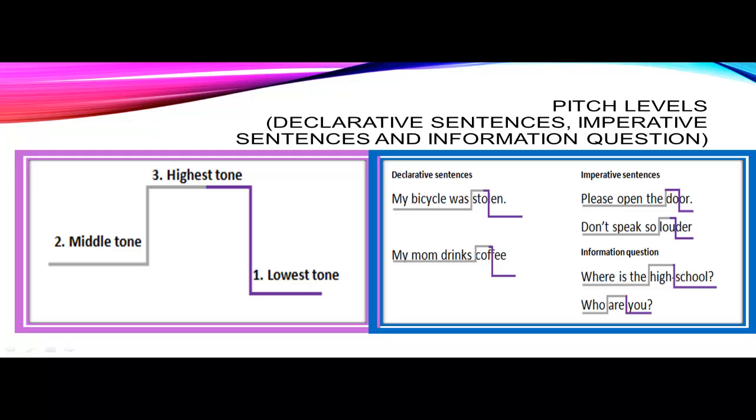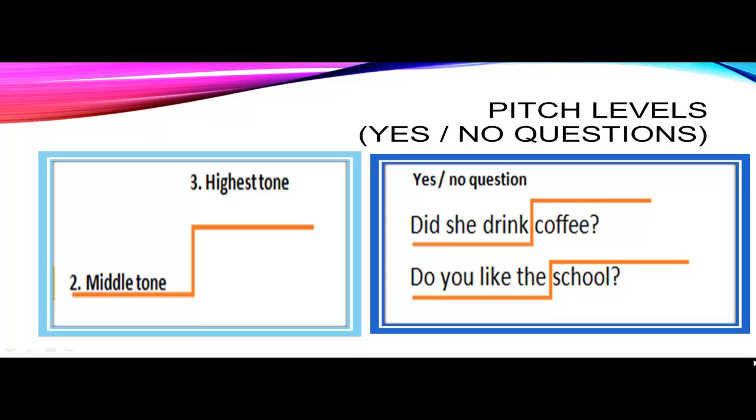My bicycle was stolen. My mom drinks coffee. Please open the door. Don't speak so loud. Where is the high school? Who are you? The 2-3 pattern or the rising intonation pattern is used in yes/no questions. For example, did she drink coffee? Do you like the school?